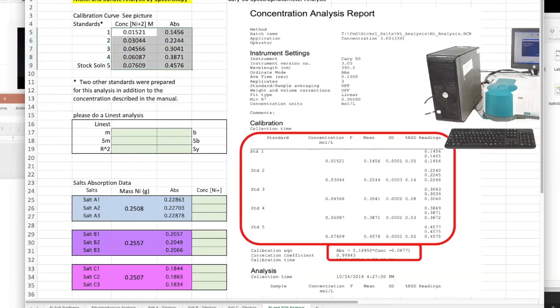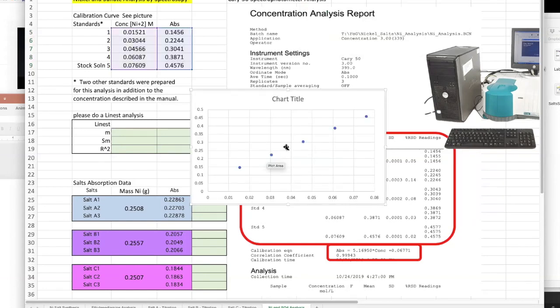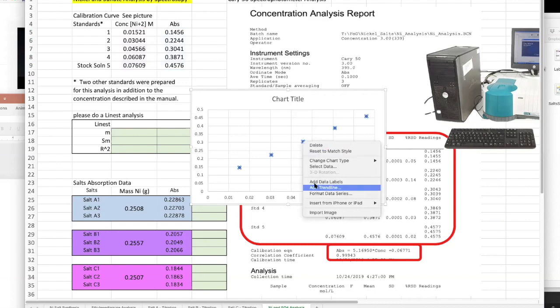Just highlight it. If you have the Excel program, go to Insert. I'm going to do a scatter plot, and then this is basically it. This is the equation. All I've got to do is add a trendline to this. So see, half the work is done for you because the data points are already there.